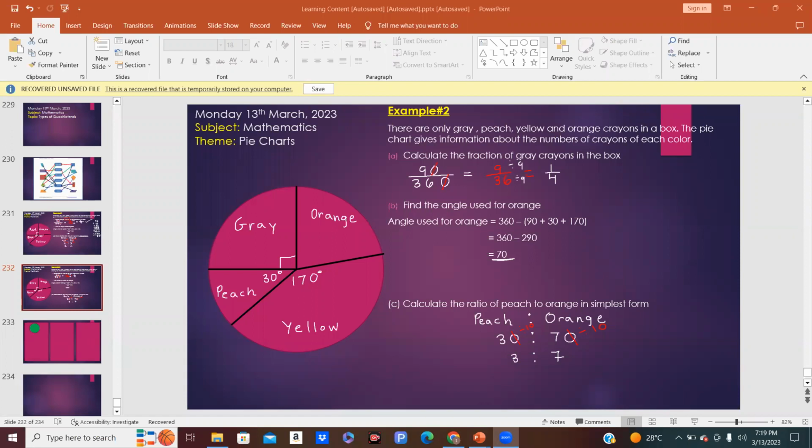Then for C, we have to calculate the ratio of peach to orange in simplest form. Since peach is 30 degrees and orange is 70 degrees, the initial ratio would be 30 to 70. Then you can divide that by 10, which is basically like crossing out the zeros. You get 3 to 7, and that's your final ratio. Okay. Very good. Thank you, Shaya.